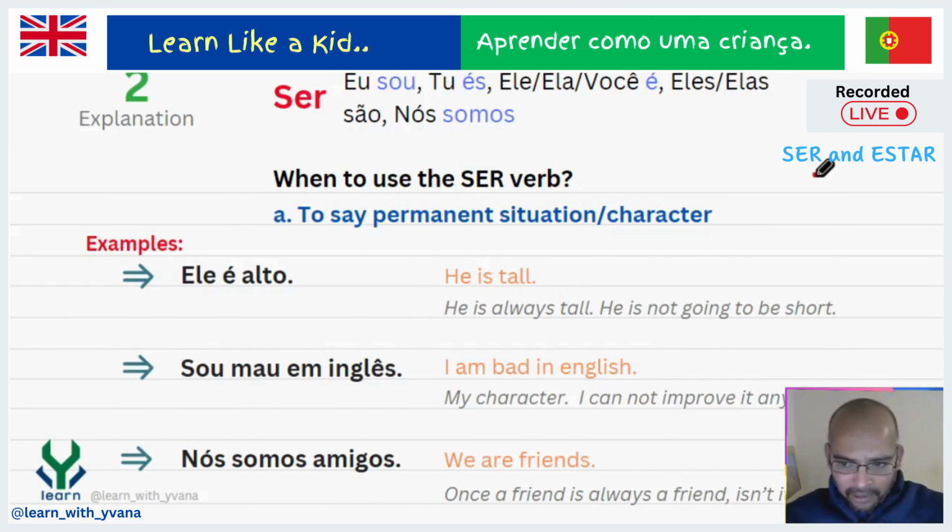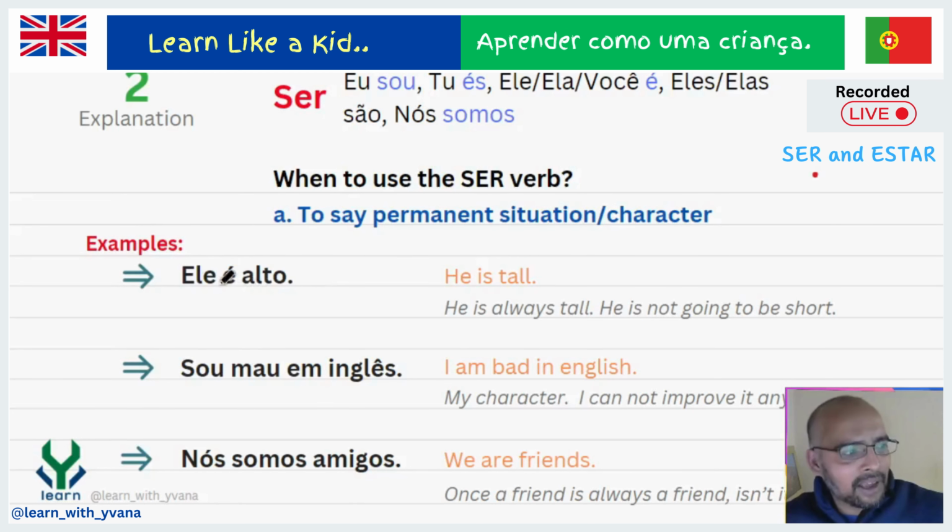And if we misplace these verbs, that means where we have to use ser and we use estar, that may give a different meaning, and that may not express what you actually want to communicate with others, or what you actually want to say. Am I right? So here, let's see.